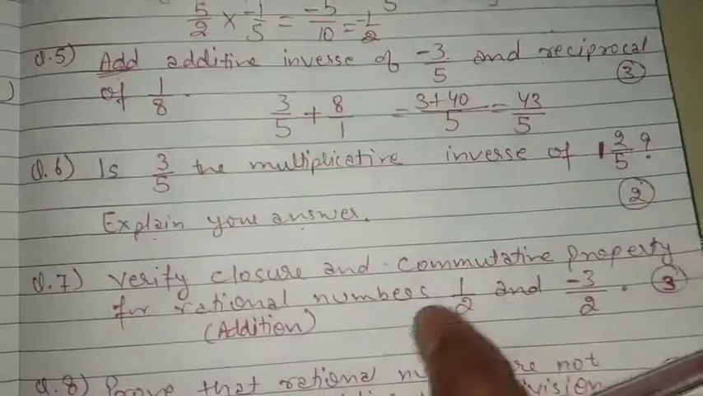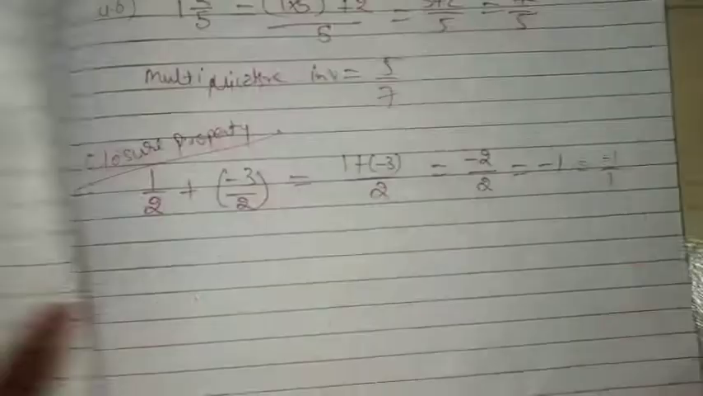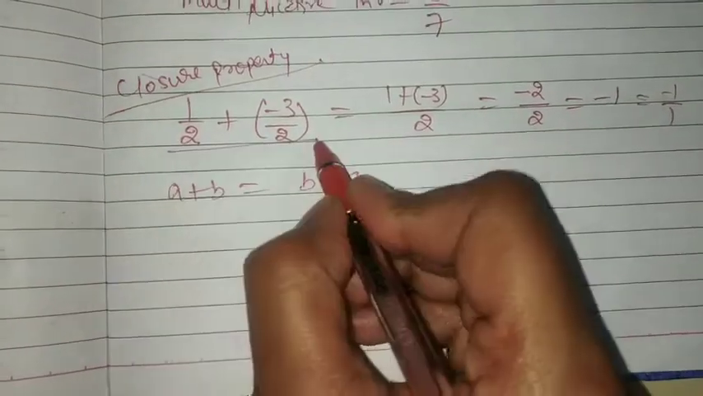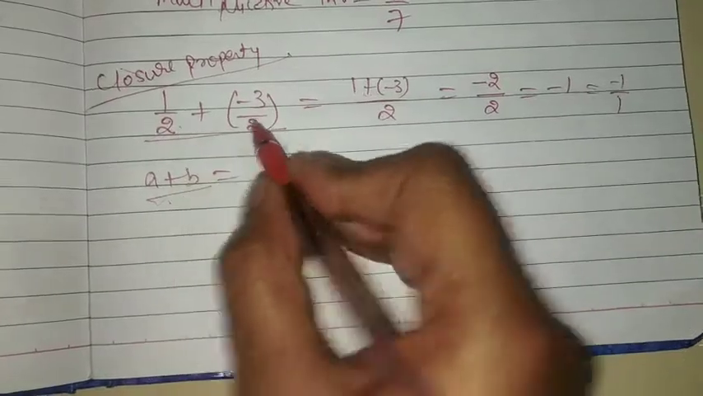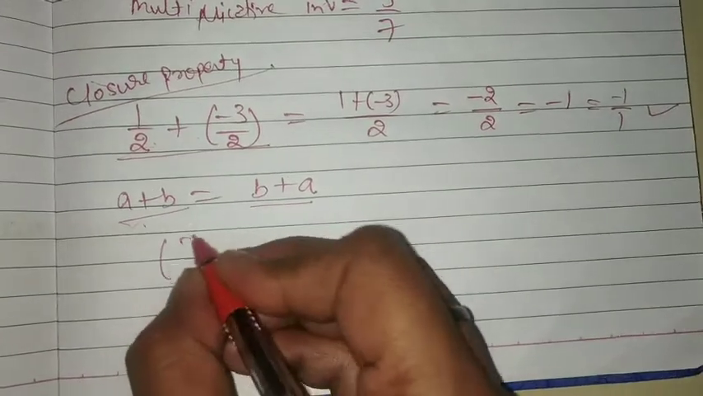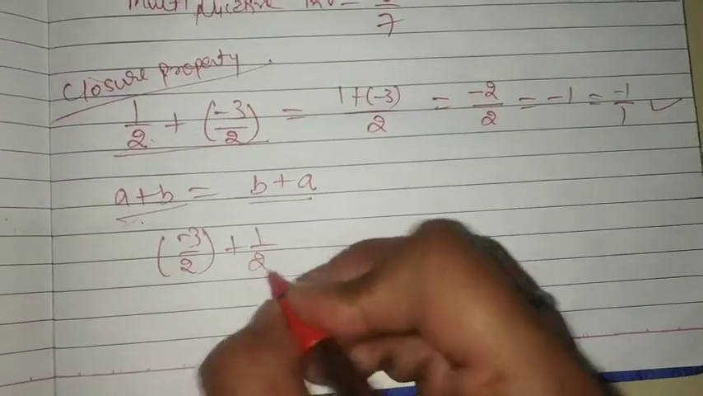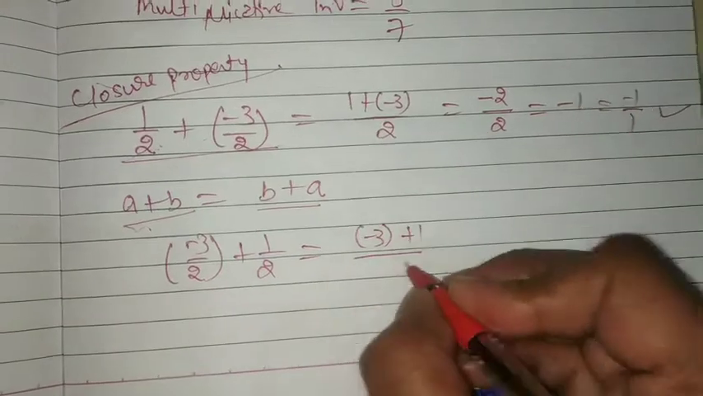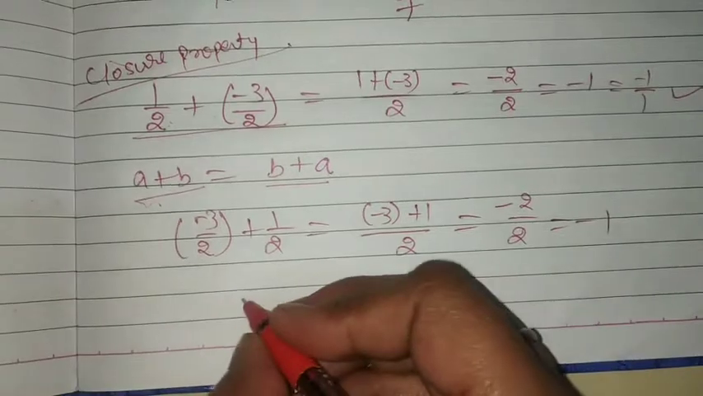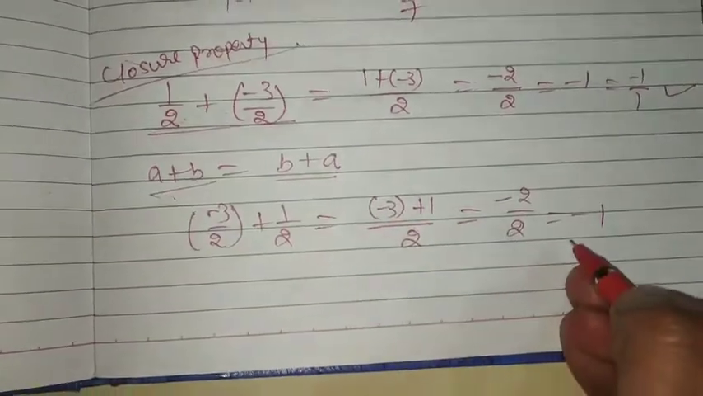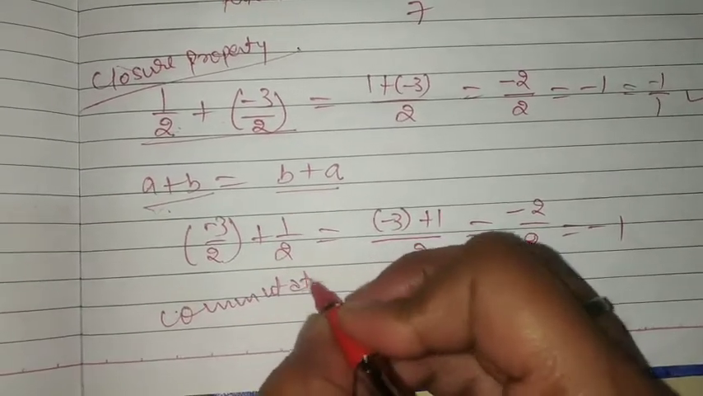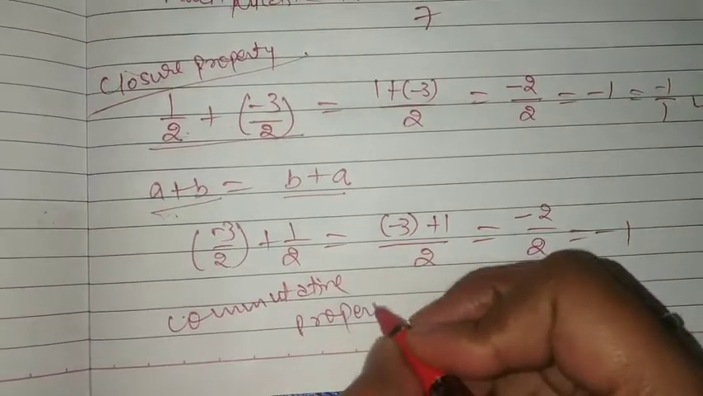Okay, now the next one is commutative property. Commutative property means a plus b must be equals to b plus a. Now to prove the closure property we solved a plus b, that is minus 1. Now we will solve b plus a. So b plus a will be minus 3 by 2 plus 1 by 2, that will be equal to minus 3 plus 1 by 2. Again no change, this will be minus 2 by 2, that is minus 1. So a plus b and b plus a both are equal, hence commutative property is also satisfied.